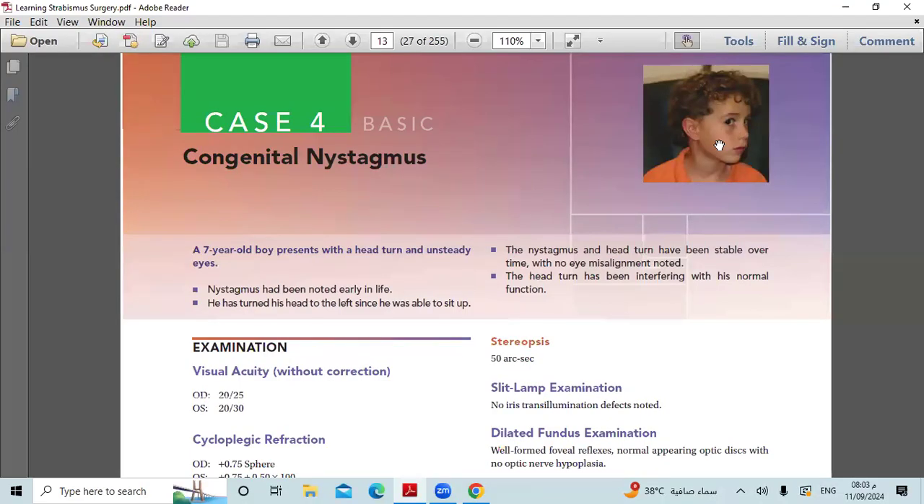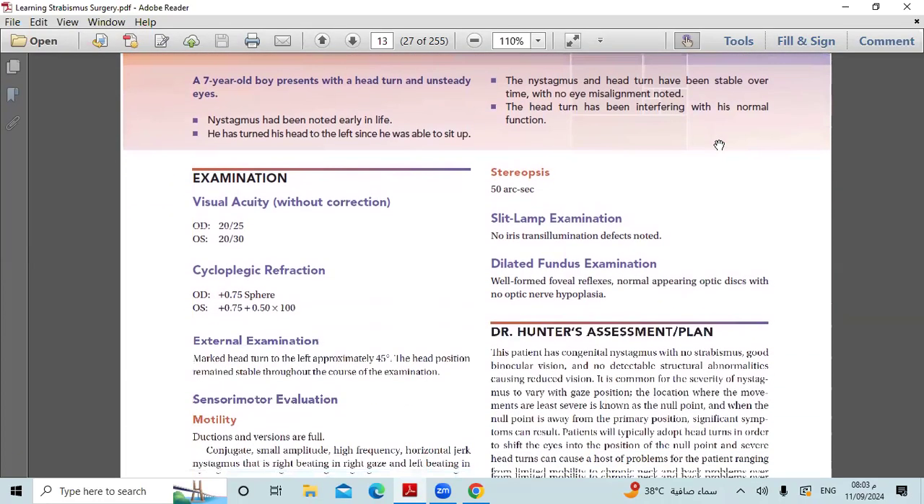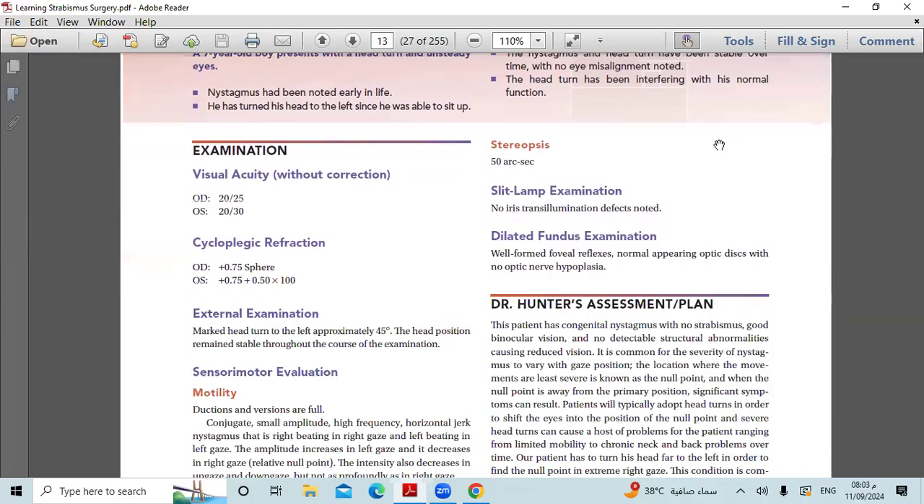Dr. Muhammad, do you want to add anything before we go to the examination? No, no, no. Okay, continue. Dr. Khadija, please continue. Examination.